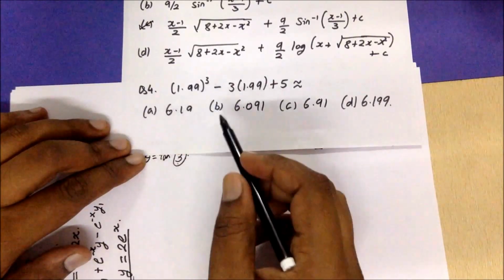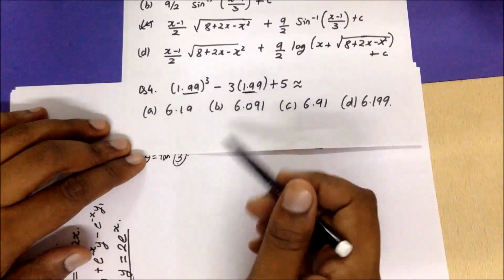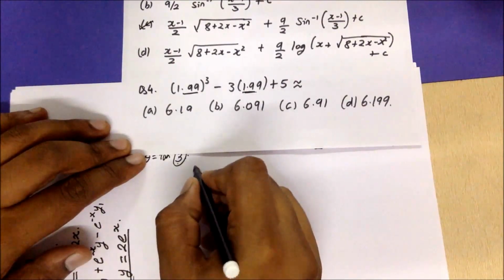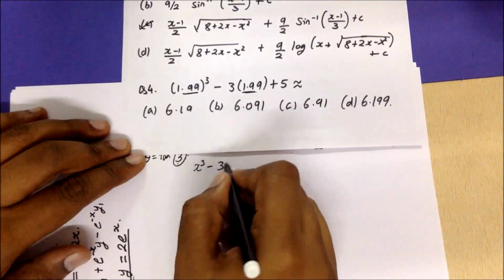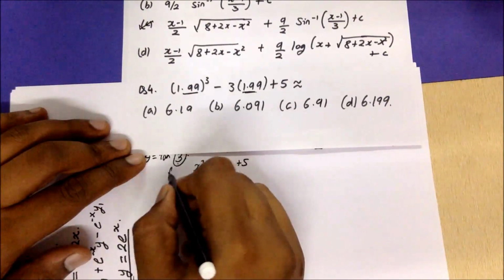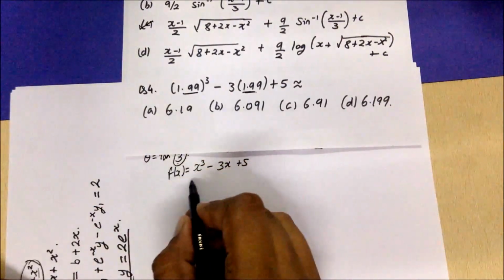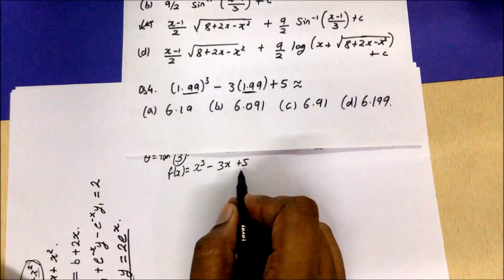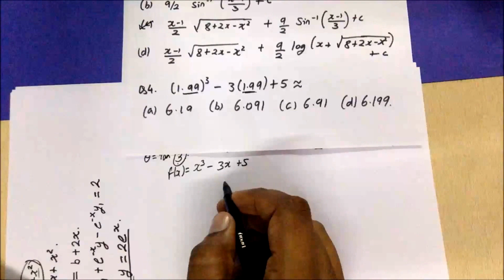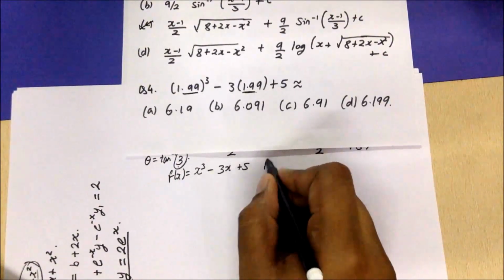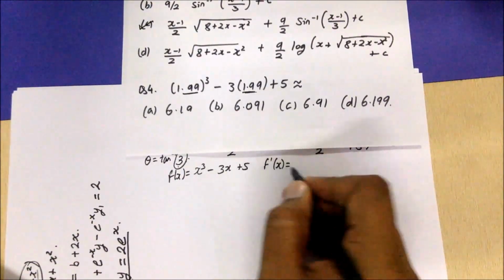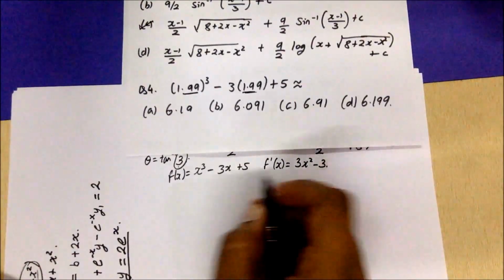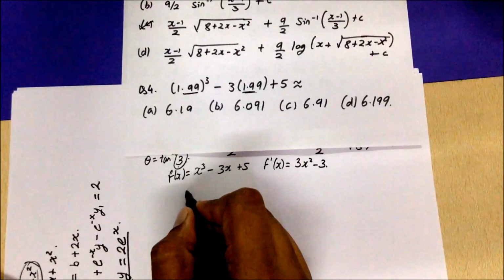What you have to do is consider the 1.99 as x. So it's going to be x cube minus 3x plus 5. This is going to be your function. So your function is going to be x cube minus 3x plus 5. Once you have understood that this is your function, now you have to take the derivative of this function. So your f dash of x is going to be 3x square minus 3. So once you have the derivative, now you can write your approximation formula.